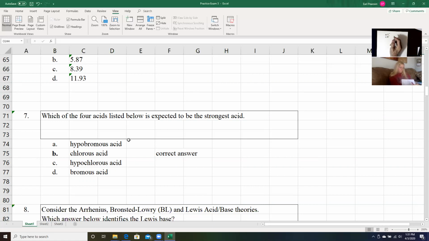And so hypobromous acid is HOBr. That's the way it's actually bonded. And chlorous acid comes from the ITE ion. So chlorite ion, I memorized, is ClO2 minus. The acid is HOClO.